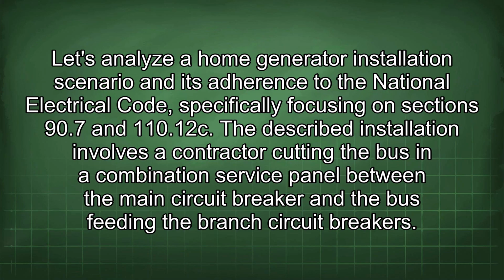Let's analyze a home generator installation scenario and its adherence to the National Electrical Code, specifically focusing on sections 90.7 and 110.12. The described installation involves a contractor cutting the bus in a combination service panel between the main circuit breaker and the bus feeding the branch circuit breakers.